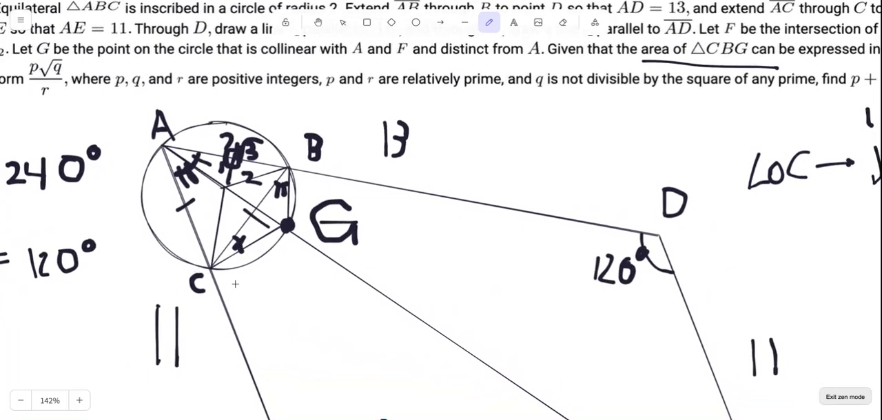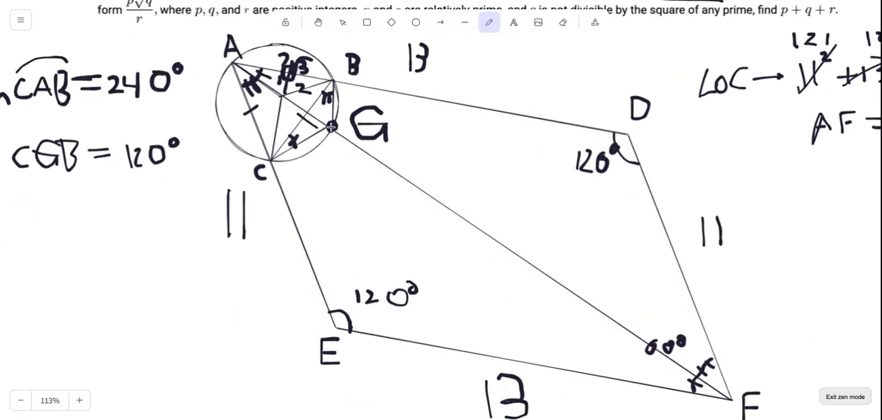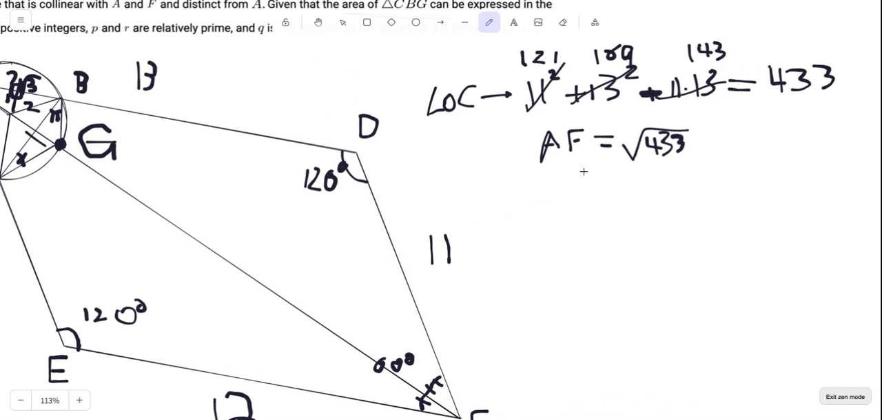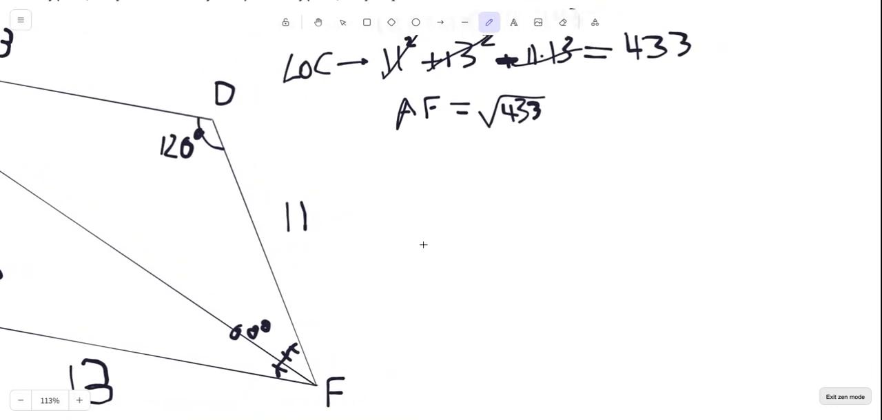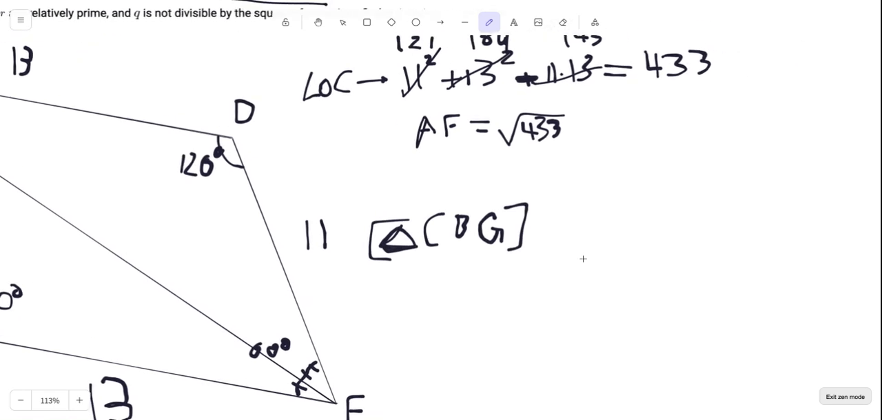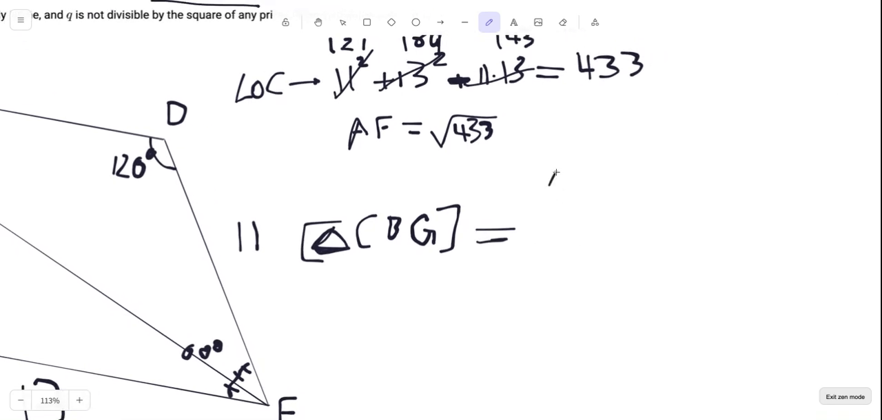So side CB, BC is the long side of both of these triangles. I mean, CB is the long side, which is 2 root 3, since it's equilateral. And then AF is going to be right here. So now that we have a ratio of sides, the area of triangle CBG would be the ratio of these sides squared.